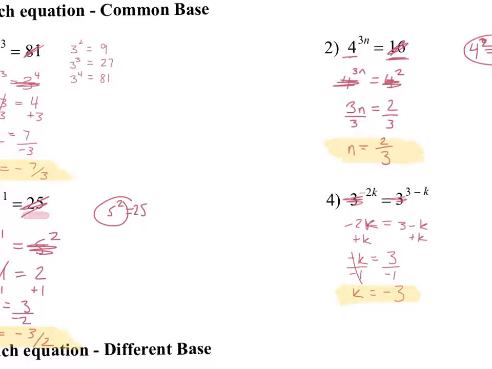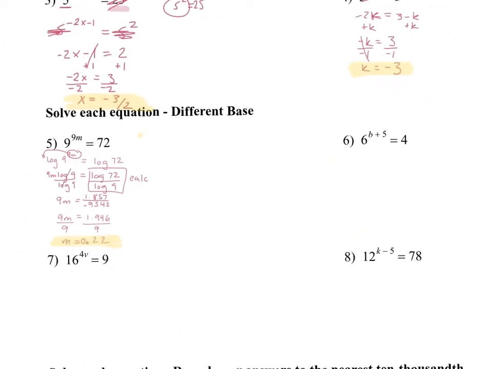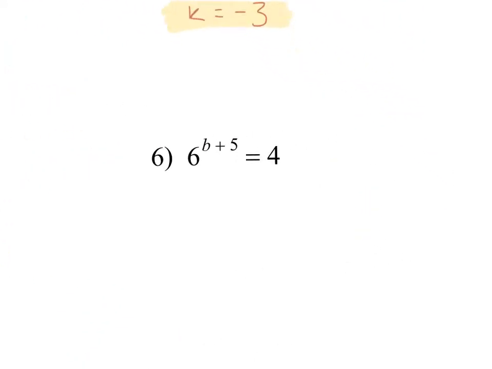Alright, let's go to the second part where we have different bases. So there's no way we can get this 4 to look like a 6. We can't get our bases to be the same. So what we're going to do is take the log of both sides. So we have the log of 6 raised to the b plus 5 is equal to the log of 4. We have to do it to both sides to keep our equation balanced.